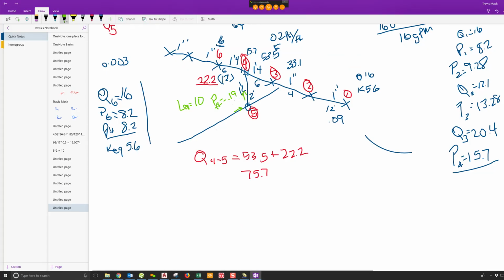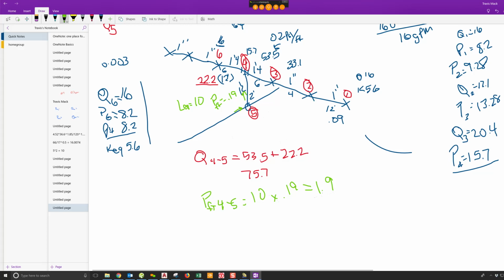So 10. So now my friction loss total from 4 to 5 equals 10 times 0.19, or 1.9. Does that make sense?